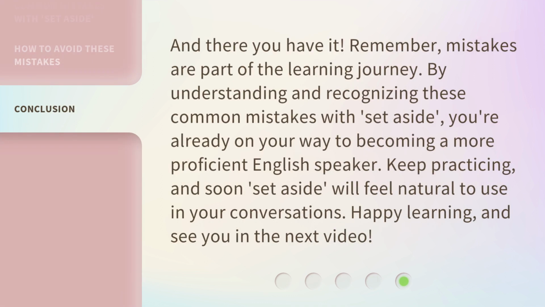And there you have it. Remember, mistakes are part of the learning journey. By understanding and recognizing these common mistakes with set aside, you're already on your way to becoming a more proficient English speaker. Keep practicing, and soon, set aside will feel natural to use in your conversations.